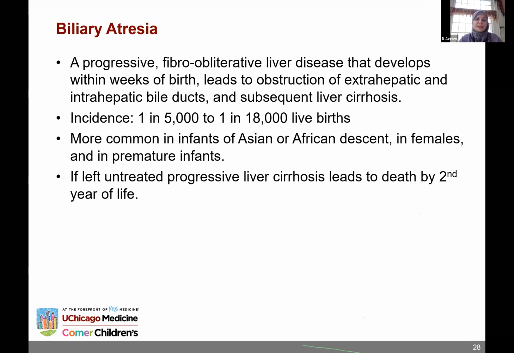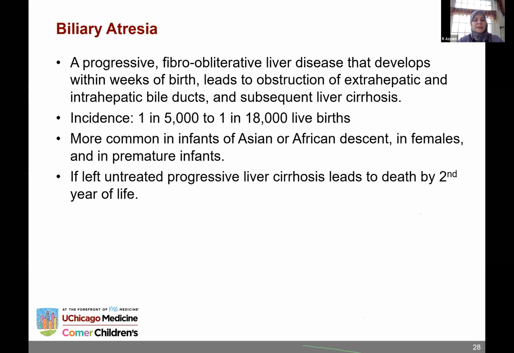Biliary atresia is a progressive fibro-obliterative liver disease that develops within the first few weeks of life. It leads to obstruction, usually of the extrahepatic biliary system, and extends proximally into the intrahepatic biliary ducts and leads to liver cirrhosis. It's seen in 1 in 5,000 to 1 in 18,000 live births. Here we see it more commonly in Asian and African American girls; girls are more commonly affected than boys, at a ratio of about 1.4 to 1.